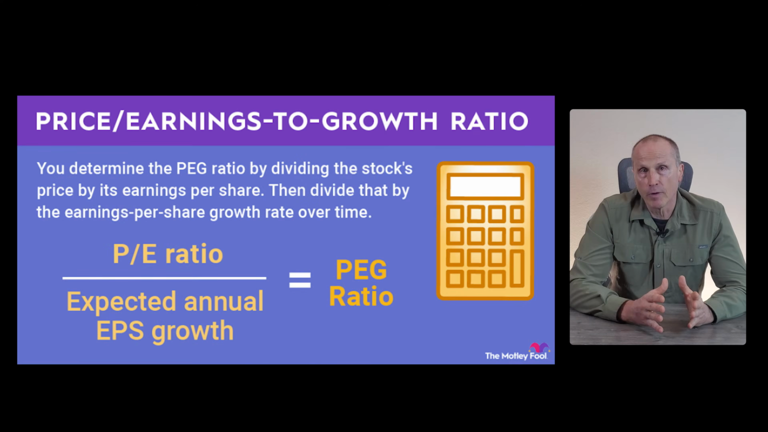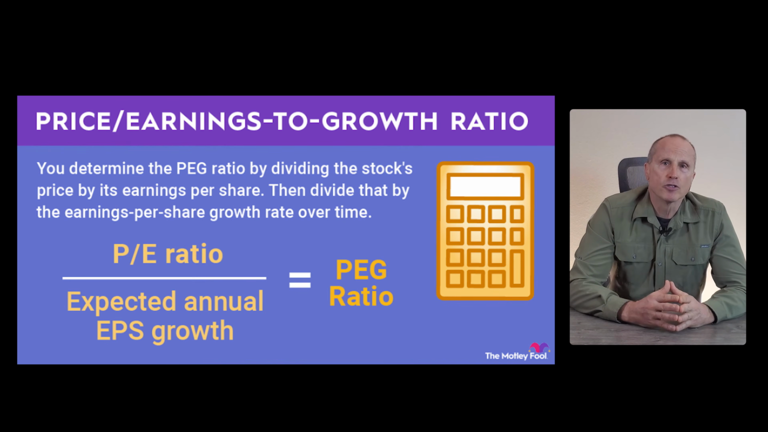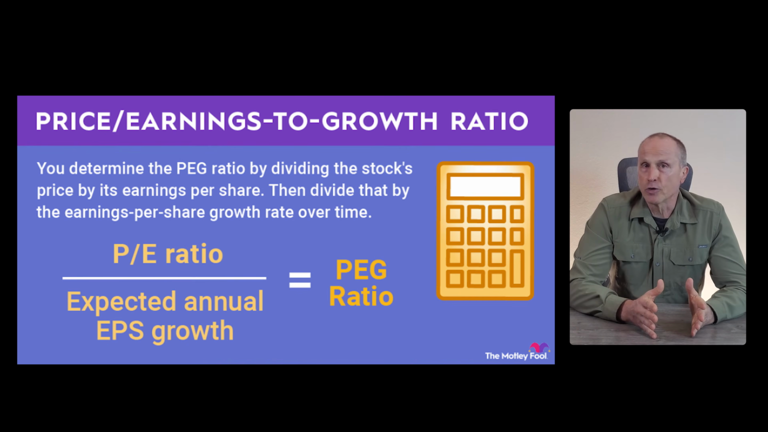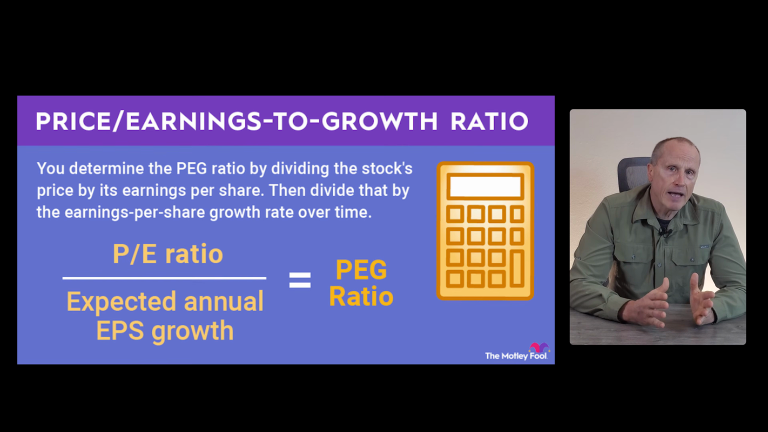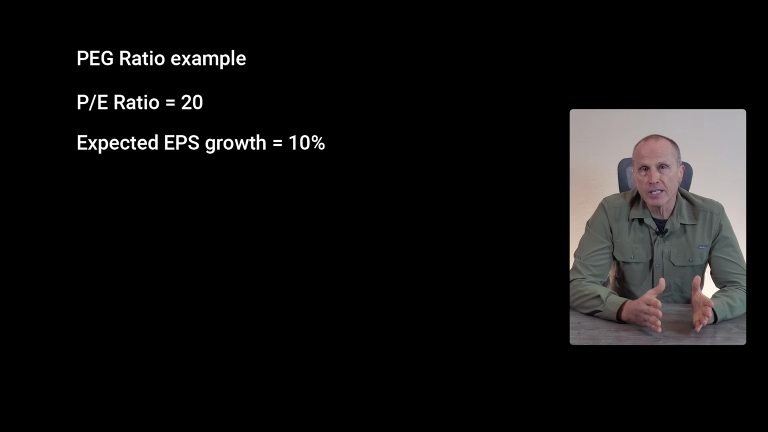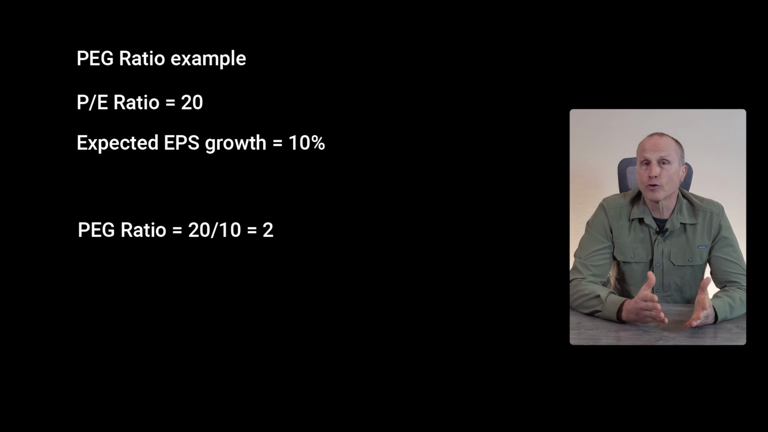To calculate the PEG ratio, you divide the PE ratio by the company's projected earnings growth rate over a set period of time, usually 5 years. So you start with the PE ratio, which you can easily find on any site like Yahoo Finance. And then once you have the PE ratio, you divide that by the projected earnings per share growth rate for a specific period. For example, if a company has a PE ratio of 20 and an expected growth rate of 10%, the PEG ratio would be 20 divided by 10, or 2.